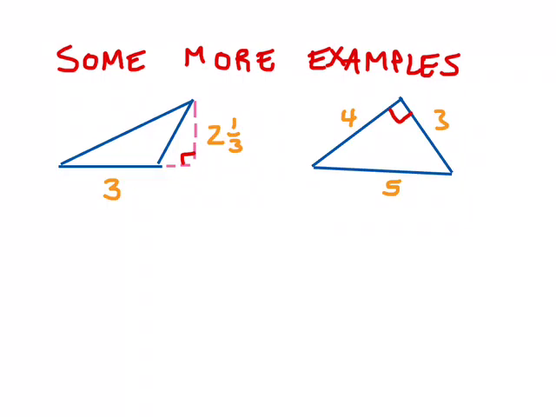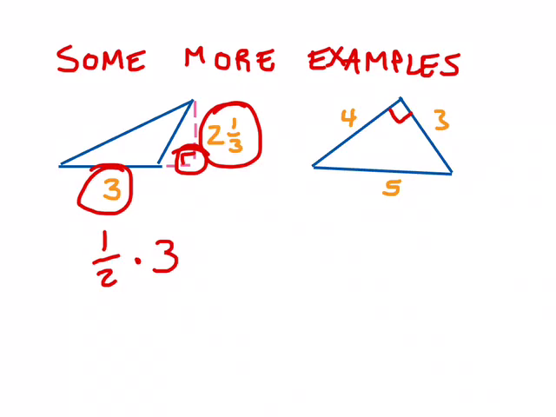So here are two more quick examples to help us illustrate this idea. If we look at the one on the left, again, I'm looking for that right angle, and here it is. Regardless of whether the right angle is in or outside the triangle, that's the information I want. So this 3 along the base and this 2 1/3 along the height are going to be the important pieces of information. And I'll just do 1/2 times 3 times 2 1/3. And I'll do some conversions there to make that easier.